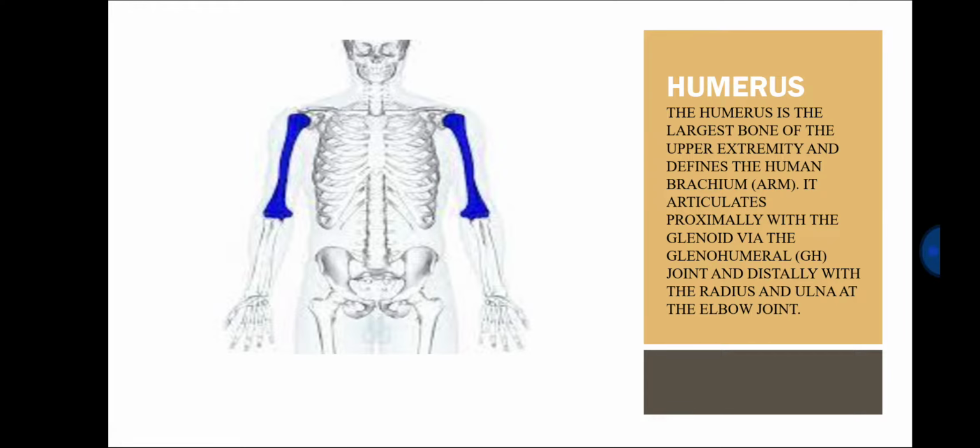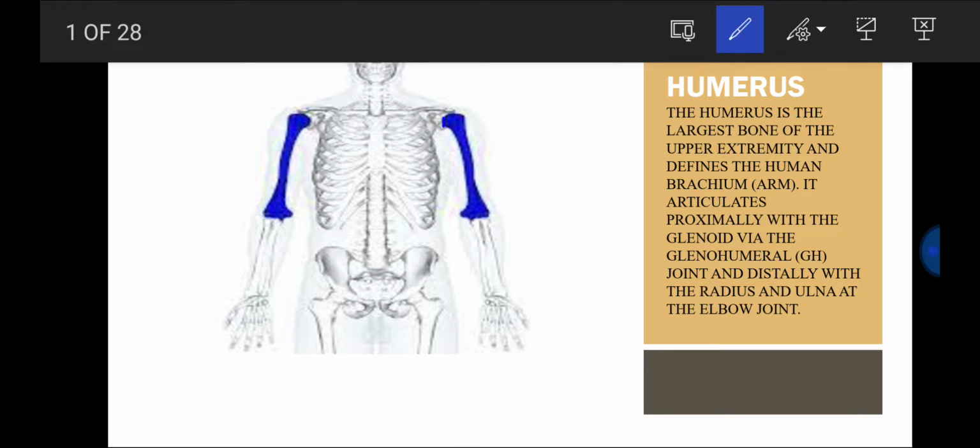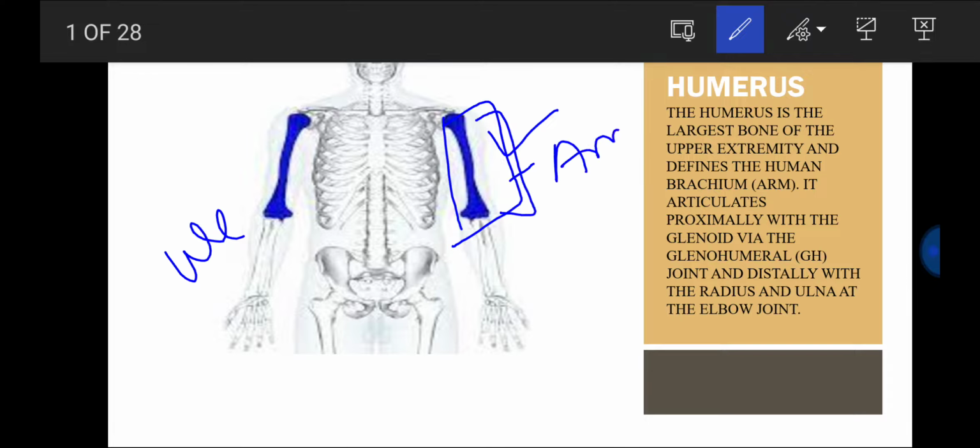So humerus is the upper limb bone. We covered clavicle, we covered scapula. So now humerus. The humerus is the largest bone of the upper extremity and defines the human brachium. So what is brachium? Brachium is your arm. In anatomical terms, you use brachium.